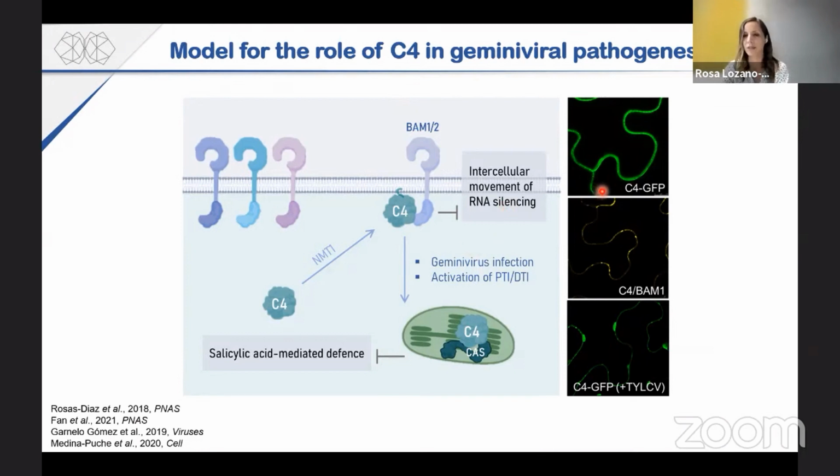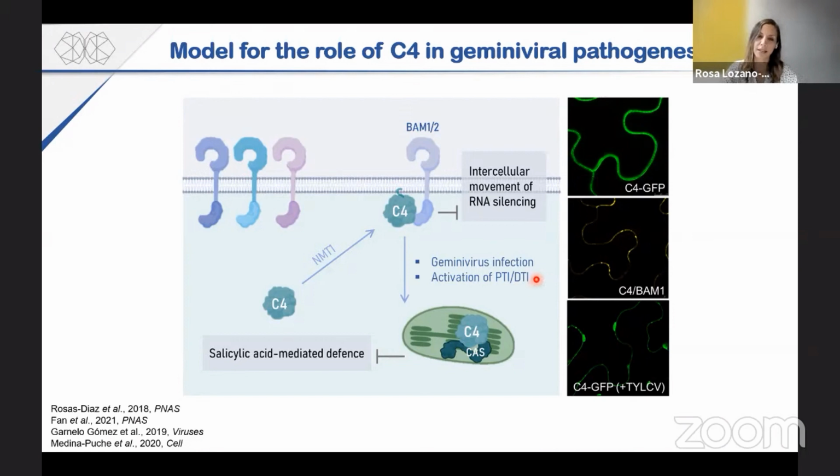So through this physical interaction with the kinase domain of BAM1 and BAM2, C4 can suppress the intercellular movement of RNA silencing. And you can see here on the right the subcellular localization of C4-GFP, which is mostly plasma membrane. And here you can visualize the interaction between C4 and BAM1 by bimolecular fluorescence complementation, or BiFC. So you can see this interaction is happening at the plasma membrane, but it is particularly intense at plasmodesmata.